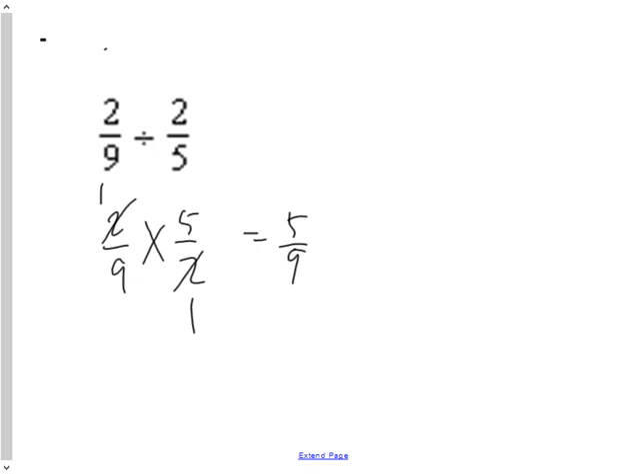Now, if you didn't cross reduce, you would have had this question, times 5 over 2. You would have got 10 over 18, which reduces down to 5 over 9.